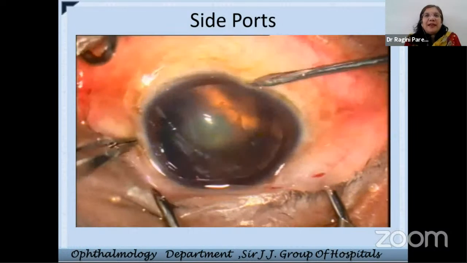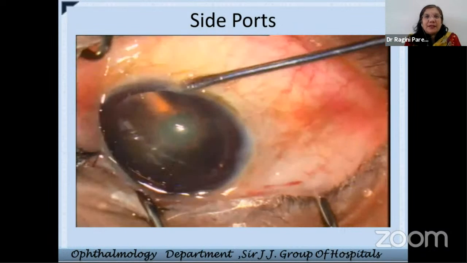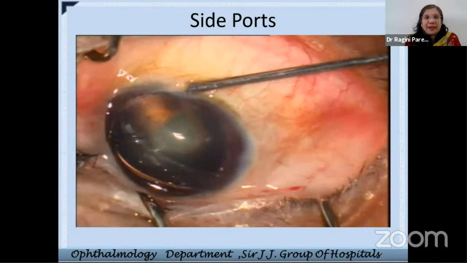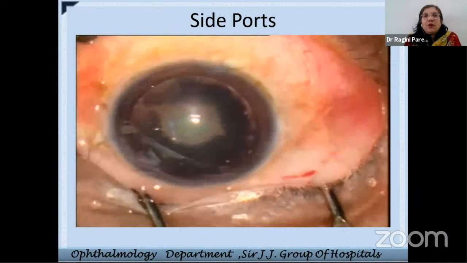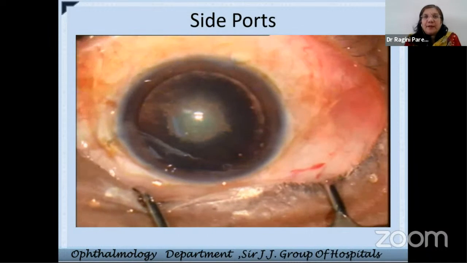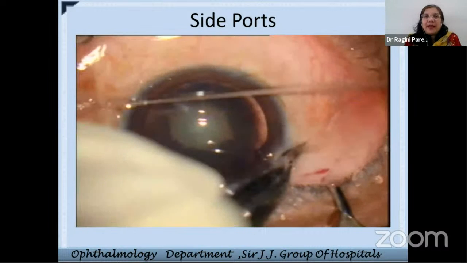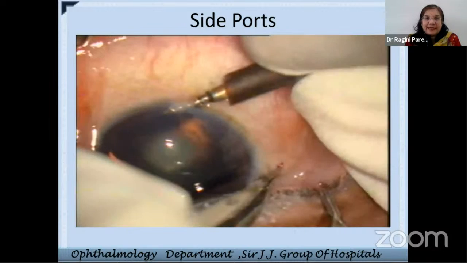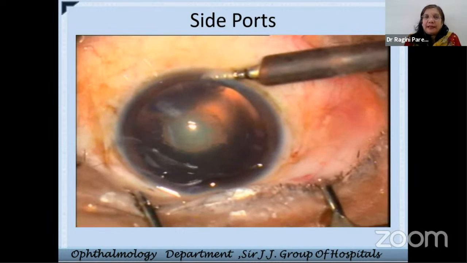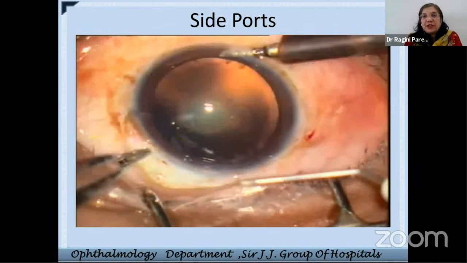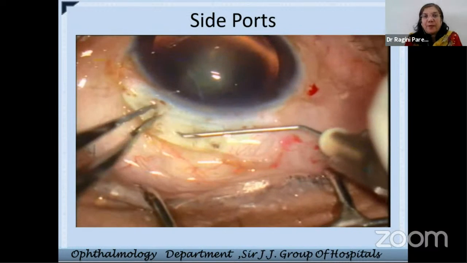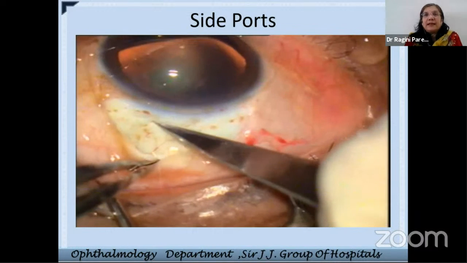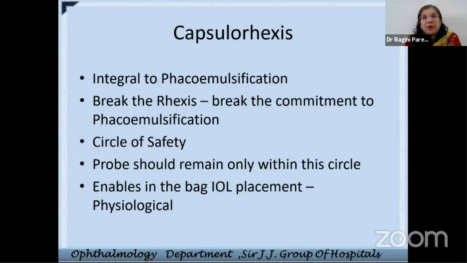Here a side port is made inferiorly. This is for the SICA surgery, but this is just to demonstrate the side port. The blade goes into the stroma for a little bit and then the opening is made so that whatever instruments are put through it are self-sealing like the AC maintainer or they maintain themselves. Side ports are extremely important because they are again ports of entry, and if the integrity of those side ports is disturbed, then your wound is disturbed.